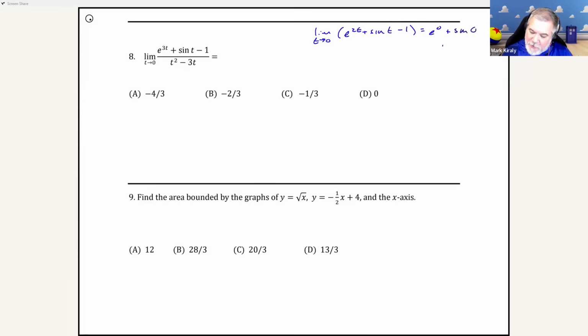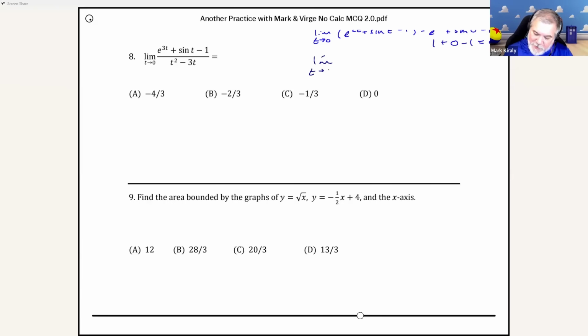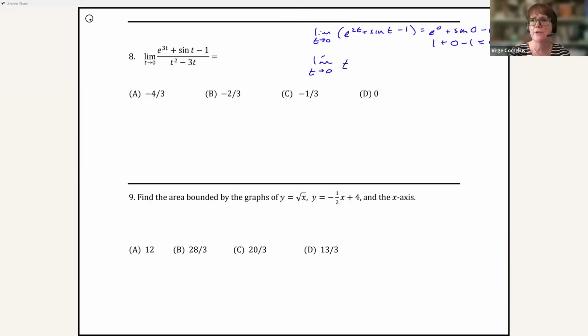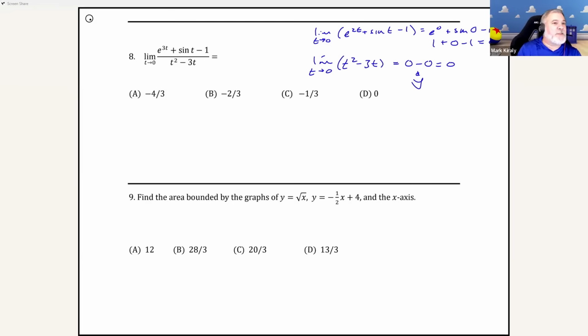Looks like sine of 0 is 0, and e to the 0 is 1. So I get 1 plus 0 minus 1. You do have to know your unit circle, at least the first quadrant. So smiley face optional, but we get 0 for the denominator as well, with 0 squared minus 3 times 0. I skipped that step. I feel like we're all grown up enough mathematicians here that we can skip that. But I do get a 0 over 0 situation.